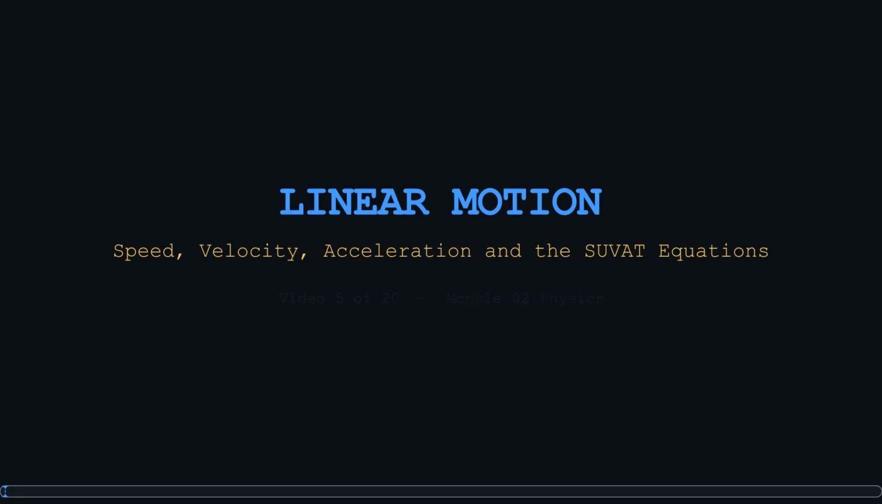Welcome back to Module 2, Physics. We now move on to kinetics, starting with linear motion, speed, velocity, acceleration, and the equations that describe how objects move in a straight line.